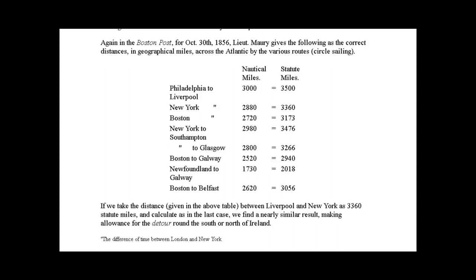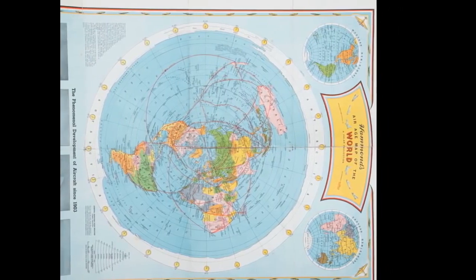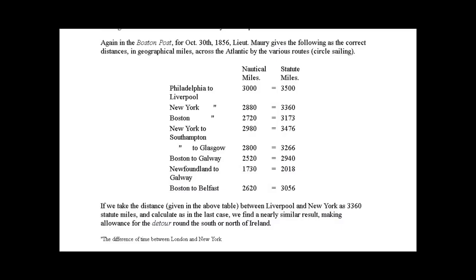New York to Liverpool, 2,880 miles nautical, 3,360 statute miles. Boston to Liverpool, 2,720 nautical miles, 1,173 statute miles. New York to Southampton, 2,980 nautical miles, 3,476 statute miles.